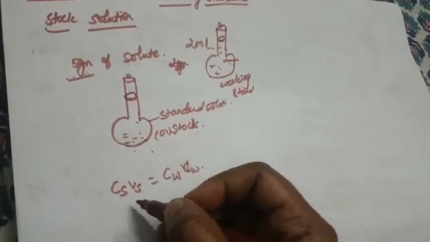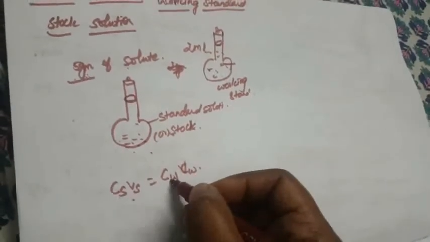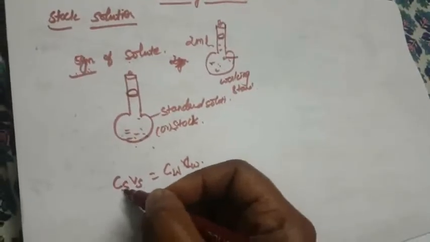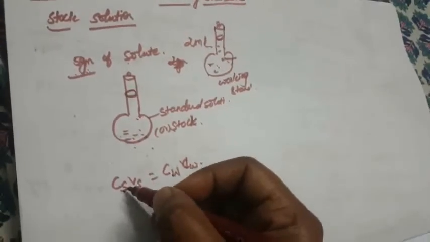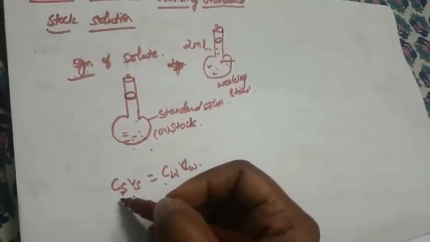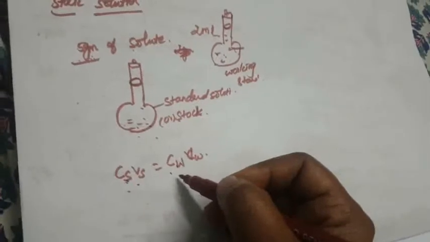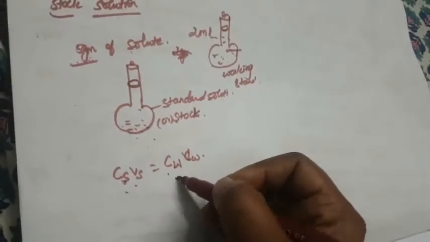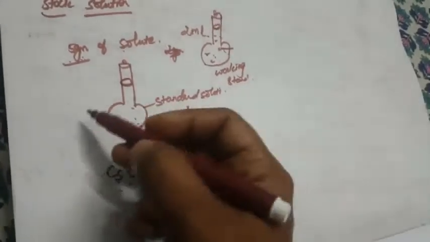W means working standard, S means stock, that is the standard solution, where CS and VS are the concentration and volume of the stock solution, and CW and VW are the concentration and volume of the working standard. So these are the standard solutions.